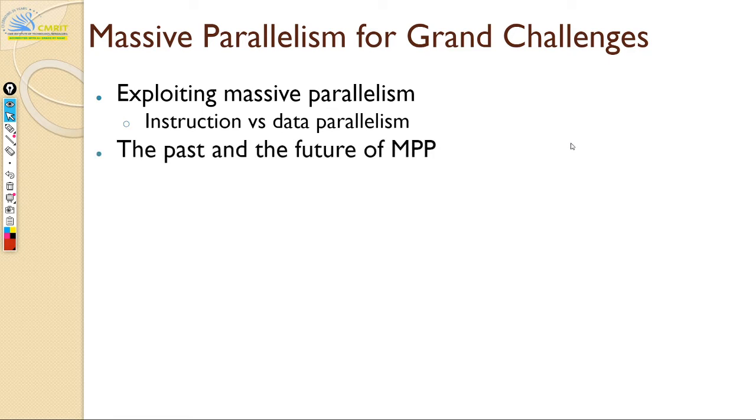The past and future of massively parallel processors. One of the first supercomputers is the Illiac IV. It has 64 processing elements, or 64 processors. This was in 1968, actually close to when we went to the moon. I think we went to the moon in 1969.